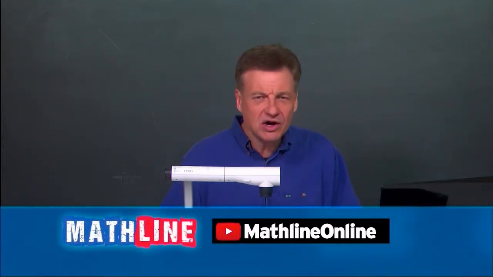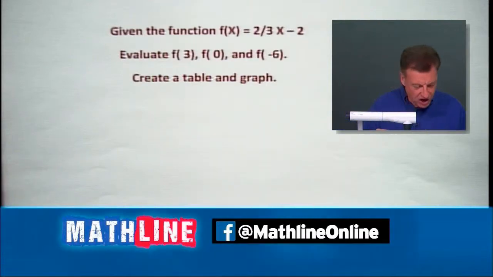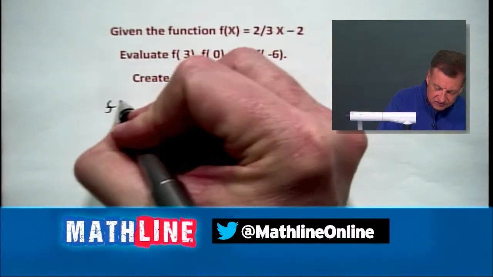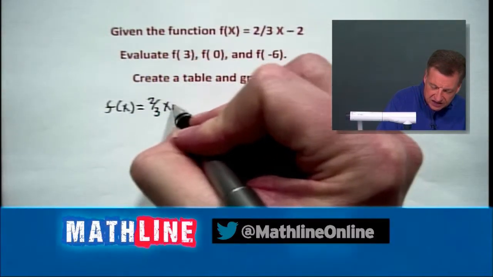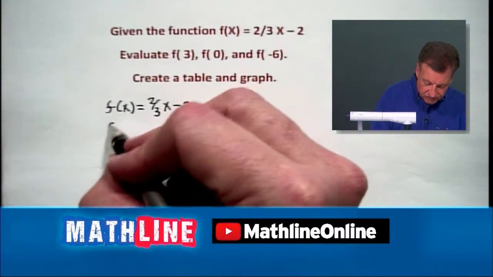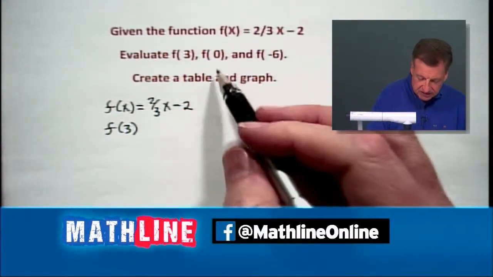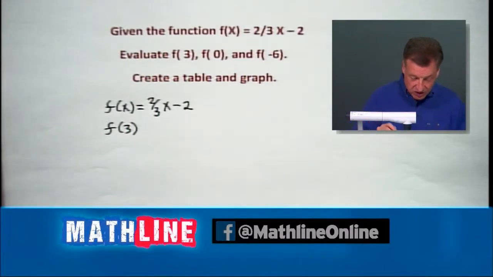Let's take another one here. A little practice time. Now you got the gist of it. Let's see how quickly we can work through this one. Again, we have our f of x starting off equaling 2/3 of x, and we're going to subtract 2 from that. We're going to evaluate for f of 3, f of 0, and f of -6. All right? Then we'll graph and do our table.